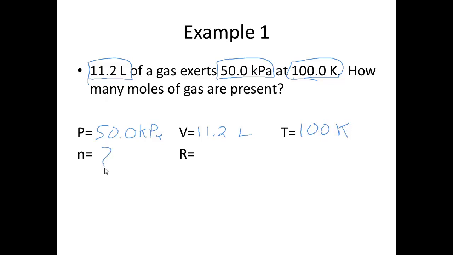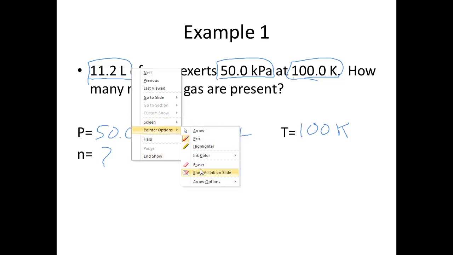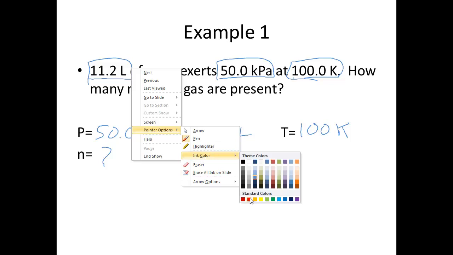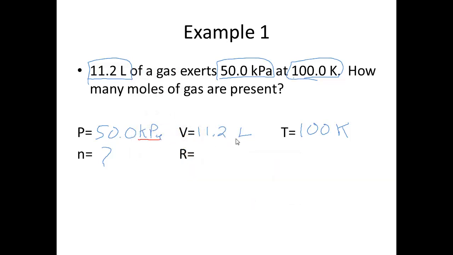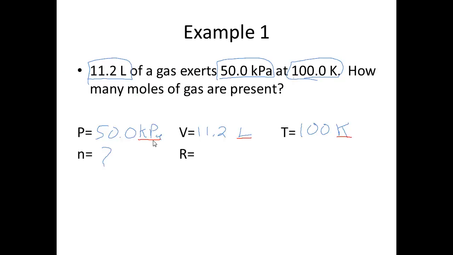Now we have to go back and look at what R value to use. Look at the units: kPa, liters, Kelvin. So I go find the one with kPa, liters, and Kelvin, 8.31. I'm not going to use these others because that will give you the wrong unit. Then your satellite's going to blow up, your company's going to be out $1 billion, and you're going to get fired. The unit is 8.31 liters kPa per mole Kelvin.